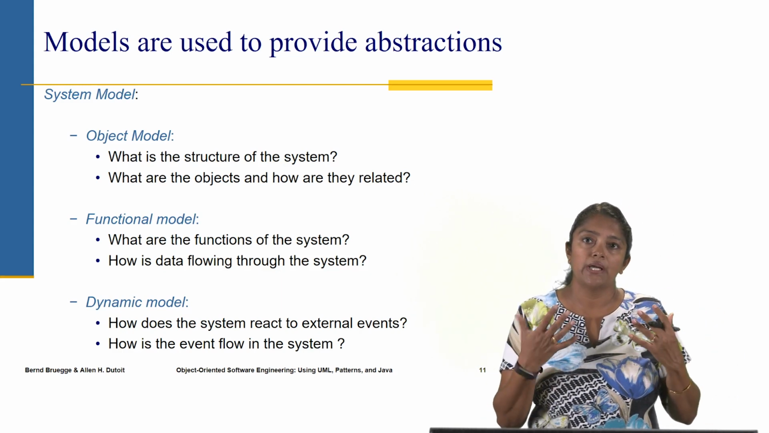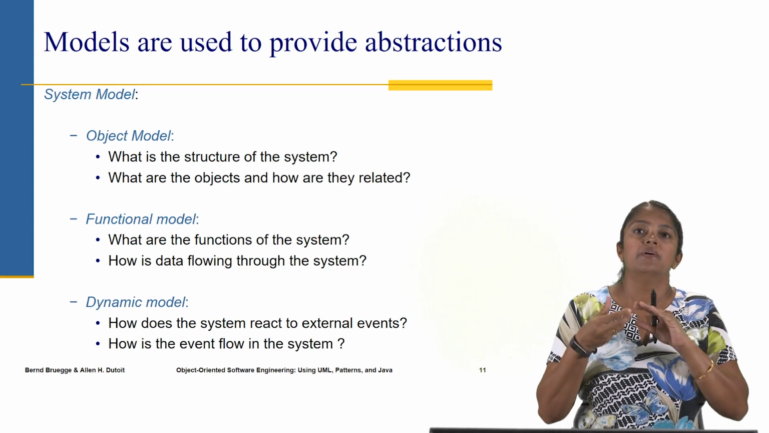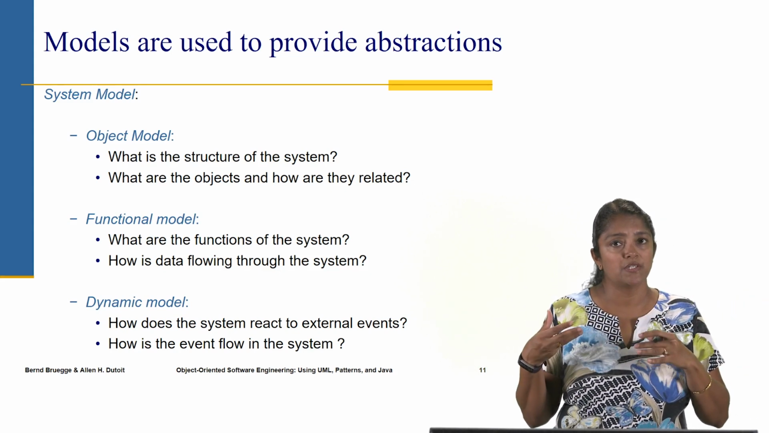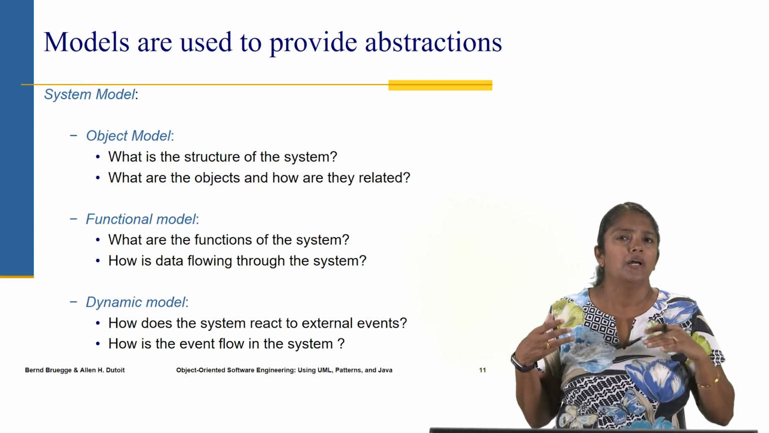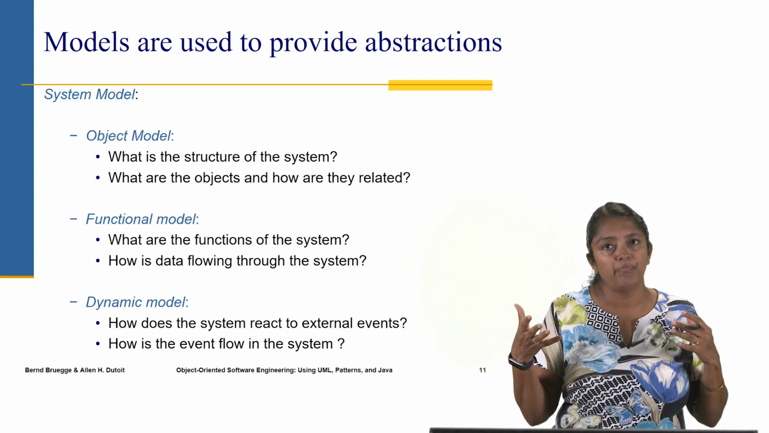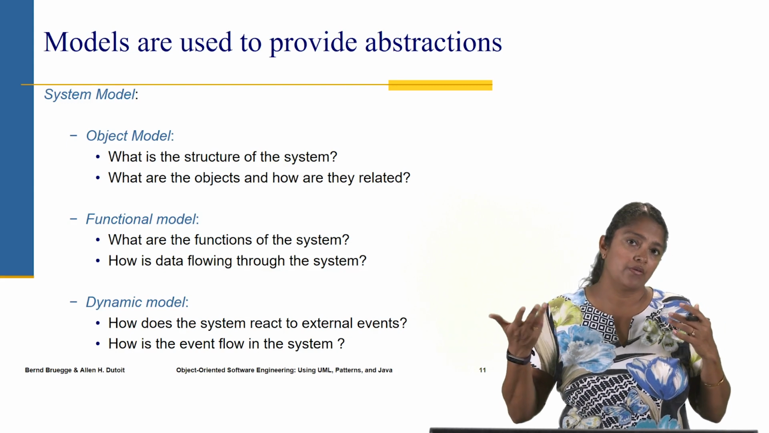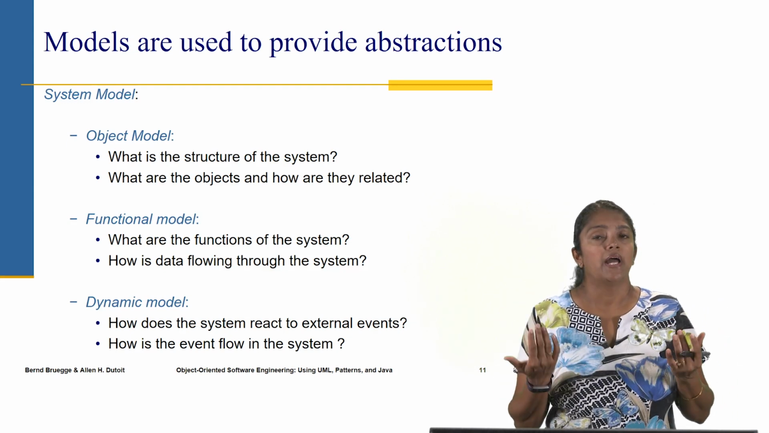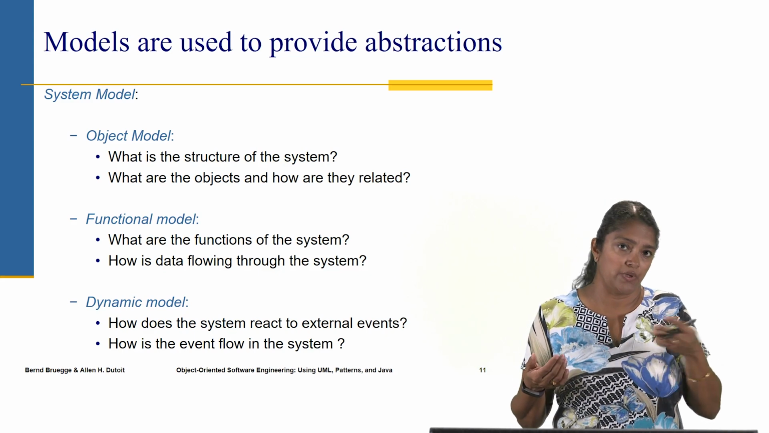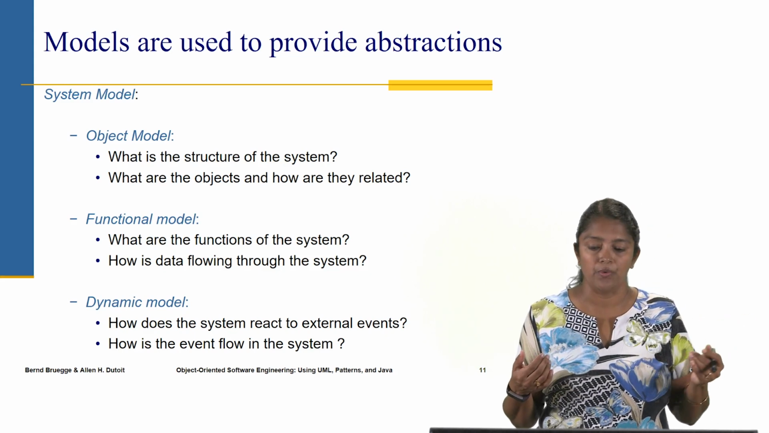So in modeling, especially system model, we create all of these three kinds of models: the object model, functional model, and dynamic model. And depending on the kind of system, we may pay more focus on one or the other or all of them. And you'll get to see more of this as we go through the course.